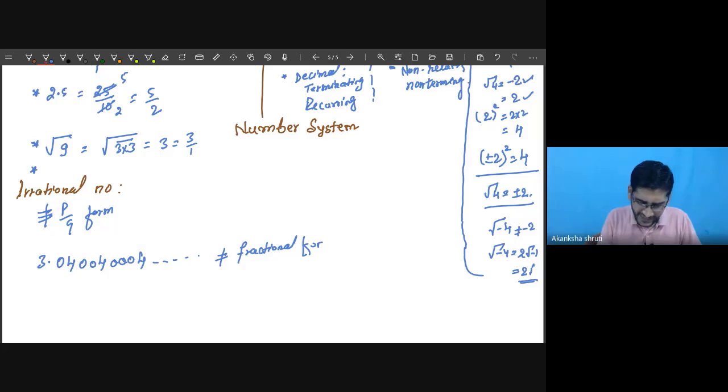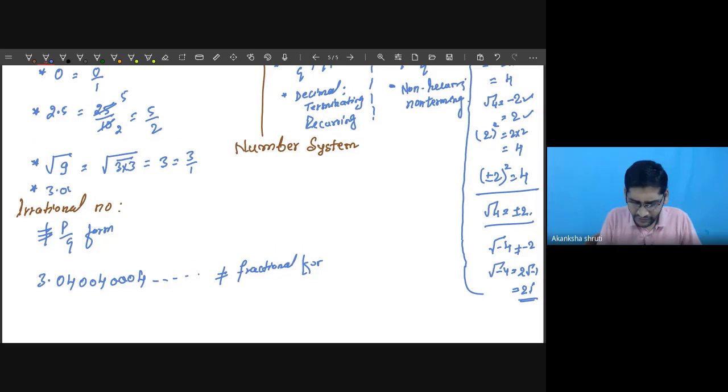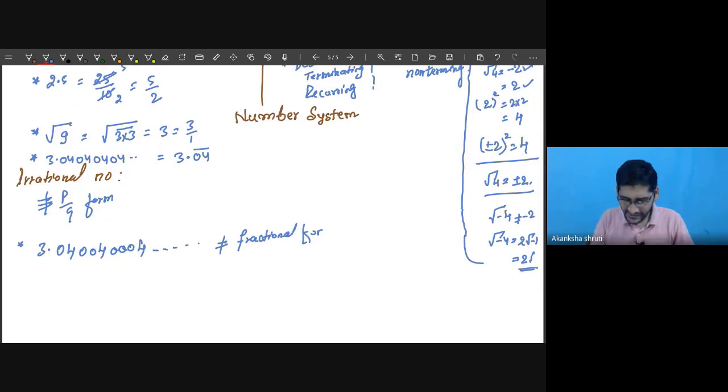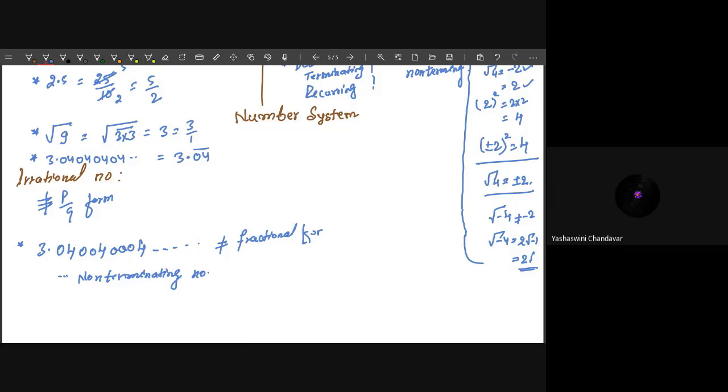But if we have a number like 3.04040404, what is this? It is 3.04 bar. This can be converted into P by Q. How to convert? That is another kind of question which is asked. This conversion we have learned, and I will explain with one of the examples. So students, the very first thing is irrational numbers are such kind of non-terminating, non-recurring numbers.